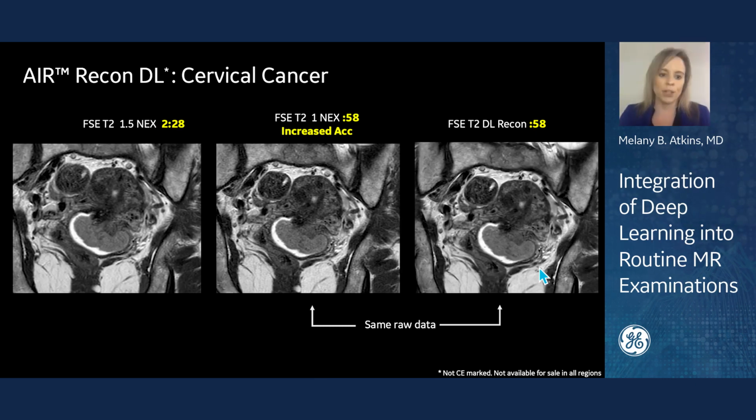This is the same patient, the coronal images that we acquired. Again, I think you can appreciate similar findings, 2.5 minutes. This is the low resolution 58-second acquisition. And then once we put this through the DL Recon, I think you can appreciate, again, the borders of the tumor and surrounding structures with significantly decreased noise.